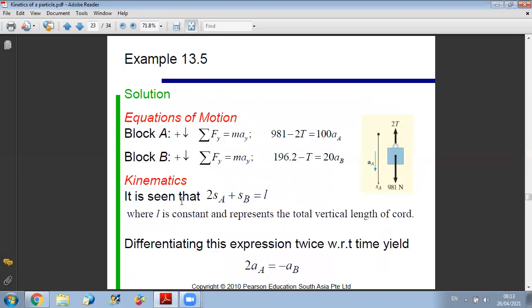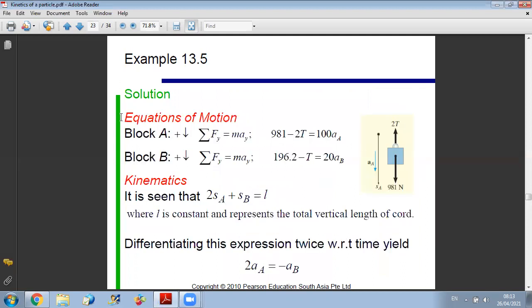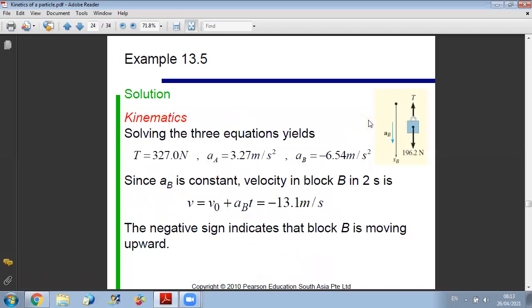So first, as we said, the first step is to relate the coordinates in the chord. Then you can relate AA and AB. Then we can take the free body diagram of block A and block B. And of course, we can relate the tensions through the pulley. This will give us the system of equations, which will allow us to calculate AA and AB. And as expected, A is moving downward, B is moving upward. And now once you calculate AB, you can find the velocity V after 2 seconds. Okay?